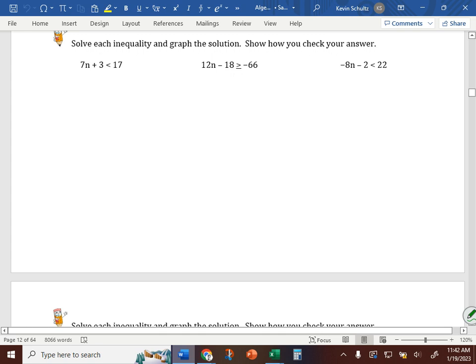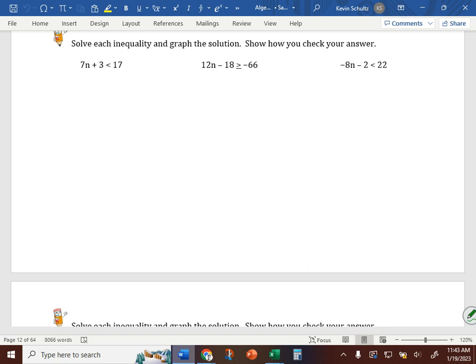Solve each inequality and graph the solution, and then what? Show how you check your answer. Wow! Past Mr. Schultz knew we were going to talk about this today, and present Mr. Schultz is pleased with that guy.